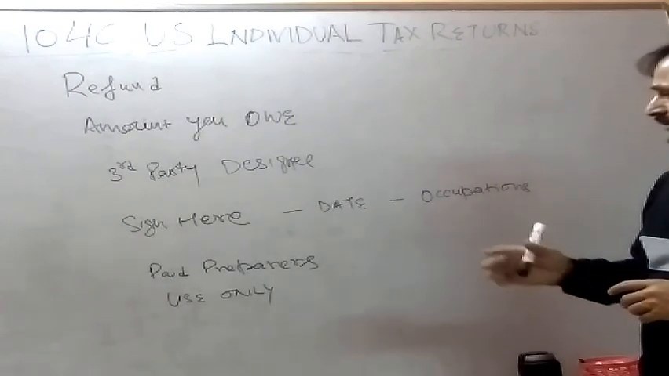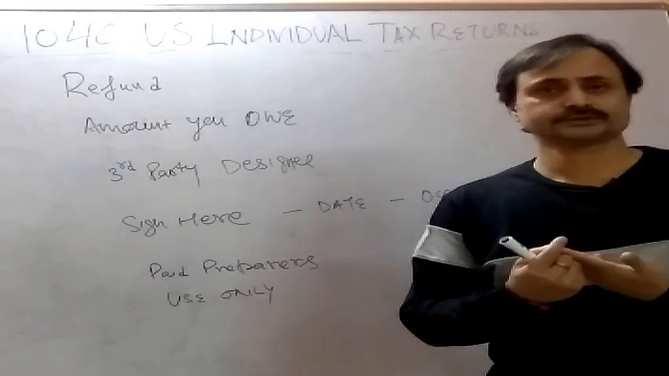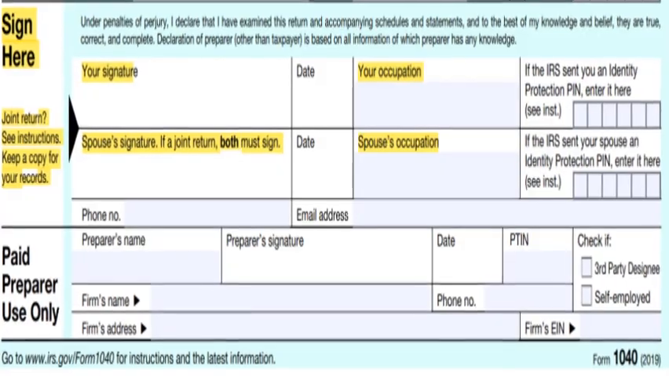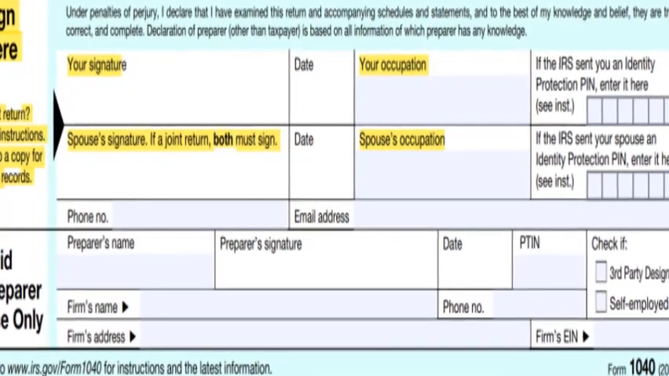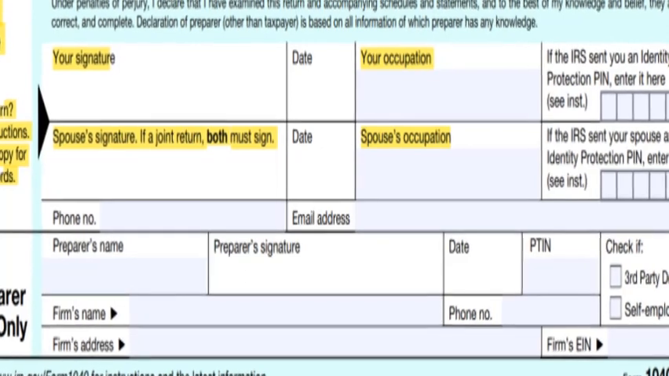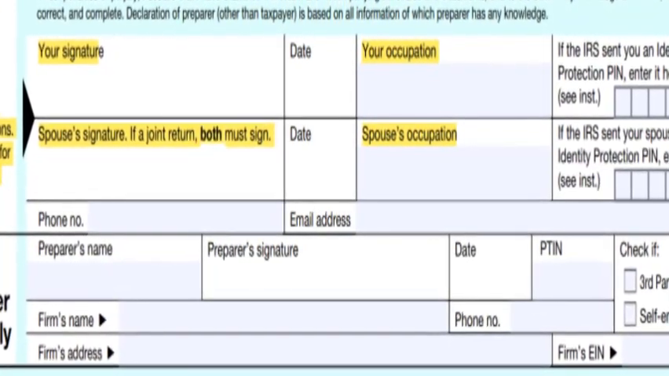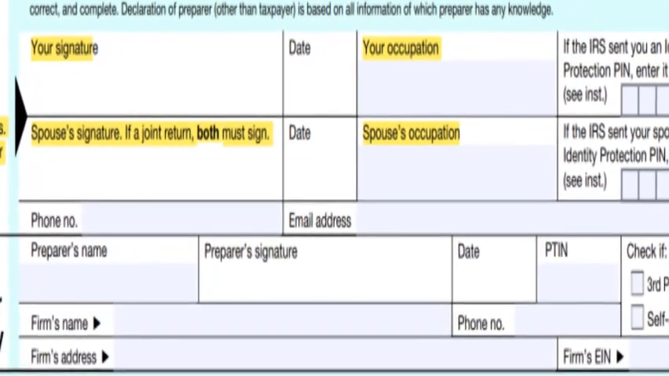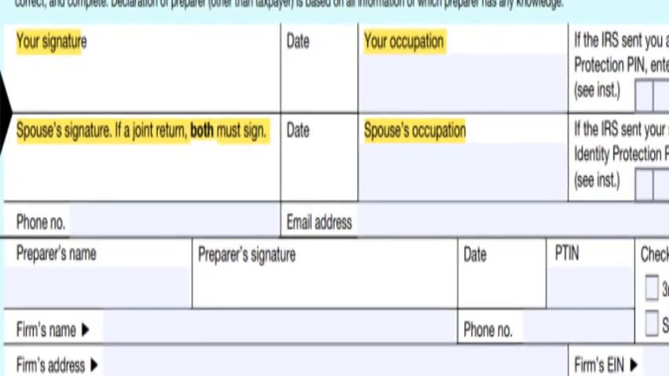Sign here means that if the return has been filed jointly, then two borrowers or two applicants are going to sign here. Number 1 and number 2, both applicants need to sign and date when this 1040 form was prepared or filled out, and when it was submitted. So that date is going to be here, and then their occupations.